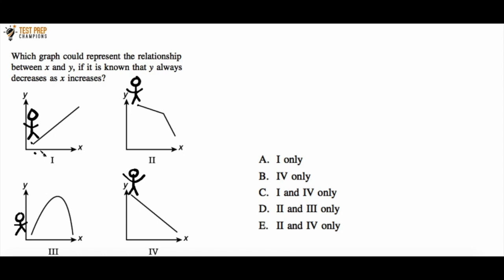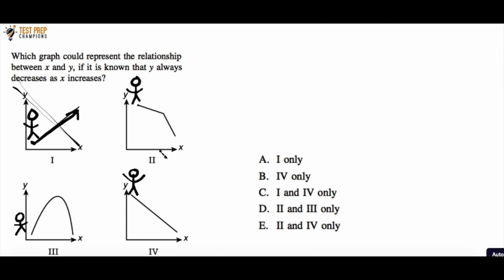All right, so let's look at 1 right here. If the stick figure starts right here and just walks and follows the line, we see that that person would be going uphill. So that would tell us that as x increases, y is also increasing. So 1 would be out.